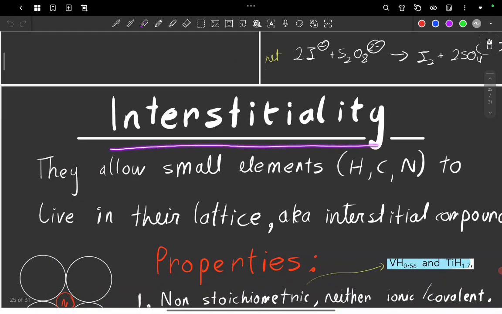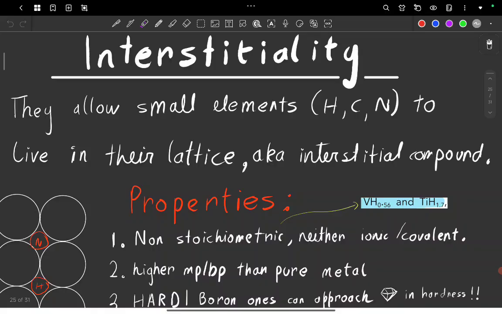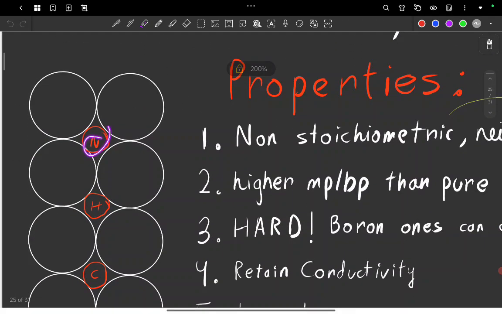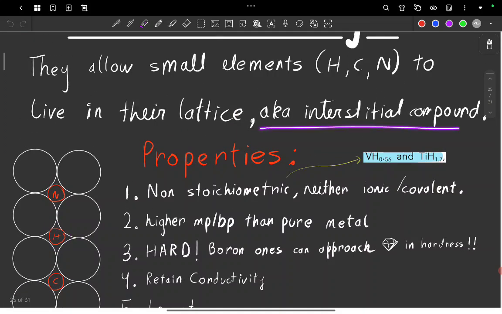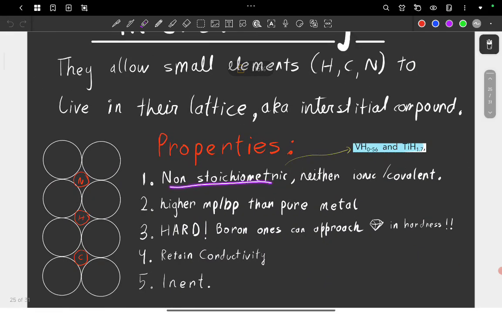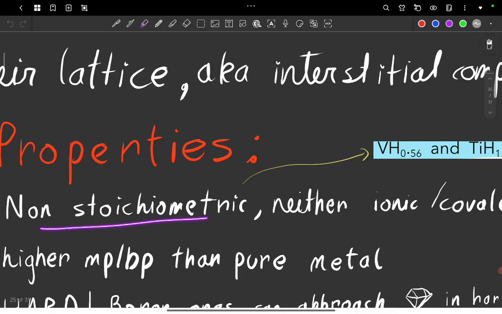Let's learn about interstitiality. What is interstitiality? Basically, their crystal lattices are big, and they are bigger compared to the second period elements. So sometimes they allow small elements like hydrogen, carbon, nitrogen, also boron, lithium, to live in their lattice, like this, in between their lattice, and this is called an interstitial compound. Now, what are the properties of an interstitial compound? First of all, they are non-stoichiometric. They can be stoichiometric. For example, Mn4N exists, but very usually they are non-stoichiometric.